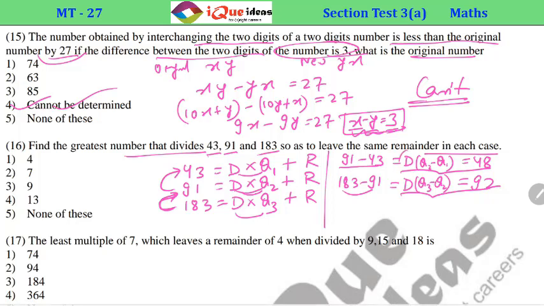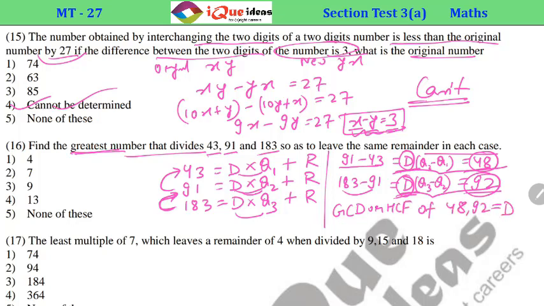Now look at this carefully. D is a factor of 48 clearly from here. D is also a factor of 92 and we want the greatest number. So we want the greatest value of D, which is a common divisor of 48 and 92. That means GCD or HCF of 48 and 92. That will be our divisor. Okay, so let's take HCF of 48 and 92.